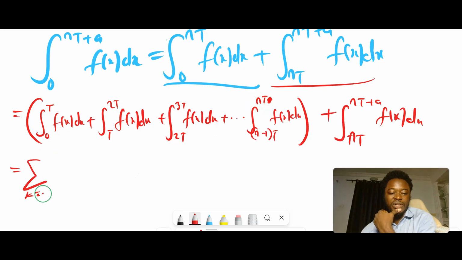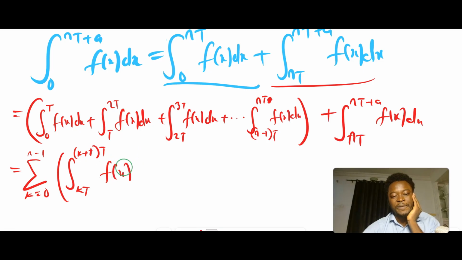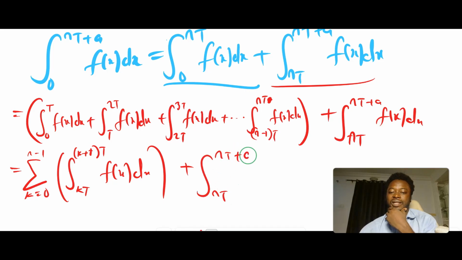As k runs from 0 to n minus 1, you have the integral from kt, I think kt, yeah. So you have a kt and then a k plus 1 t. Let's see if it is actually true, because if k is 0, you start with 0, and if k is n minus 1, you end up with nt. So we are correct, of f of x dx. Now this is equal to the integral of nt to nt plus a of f of x dx.